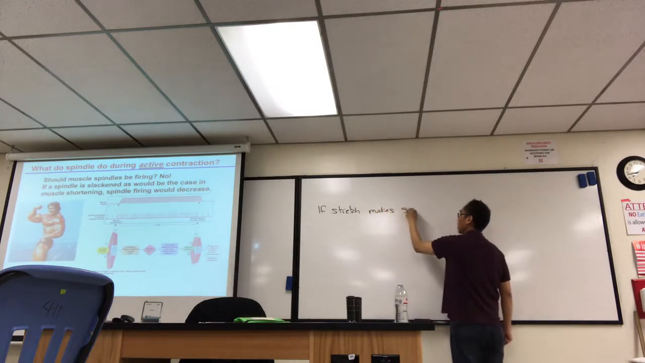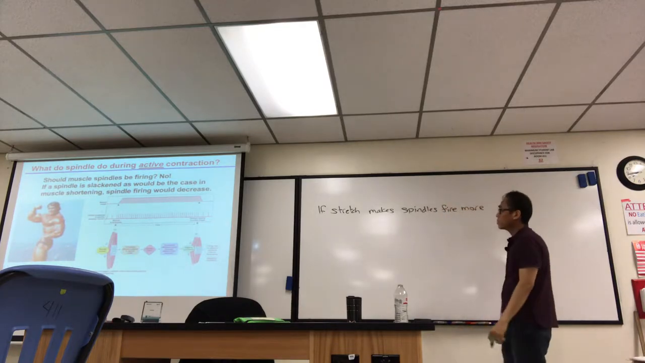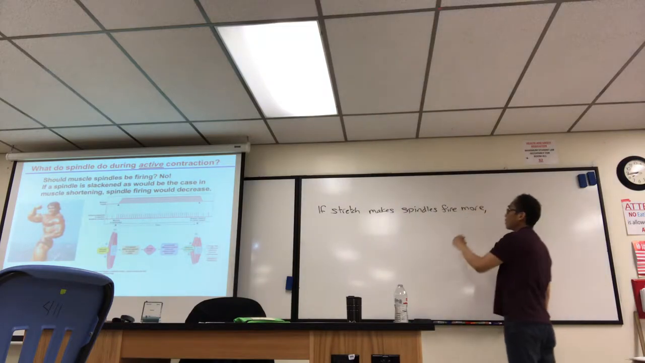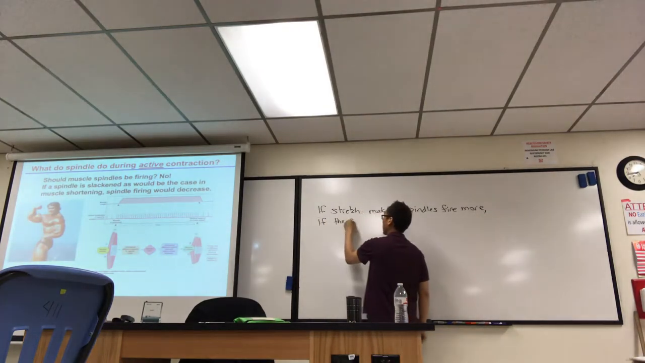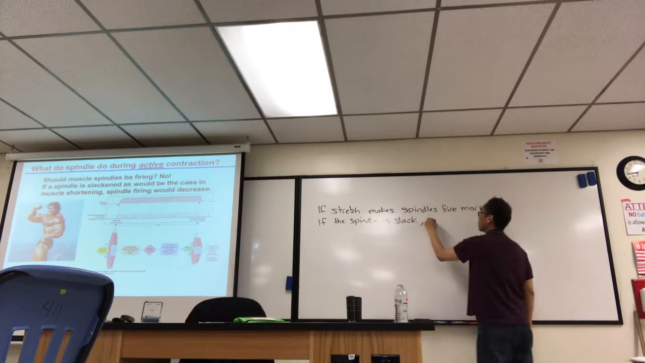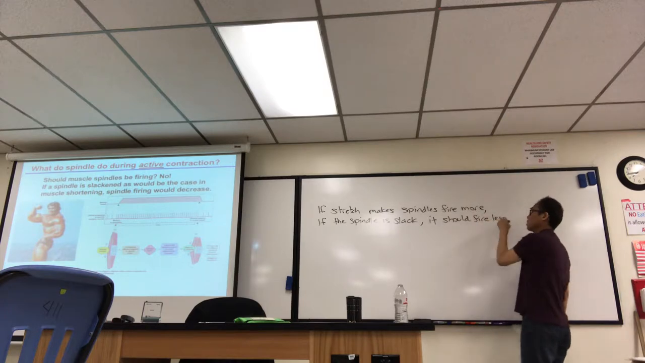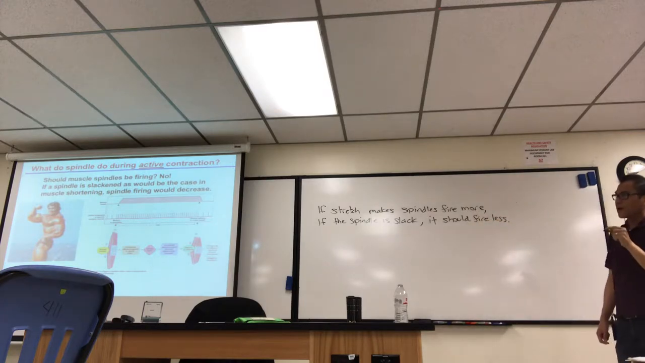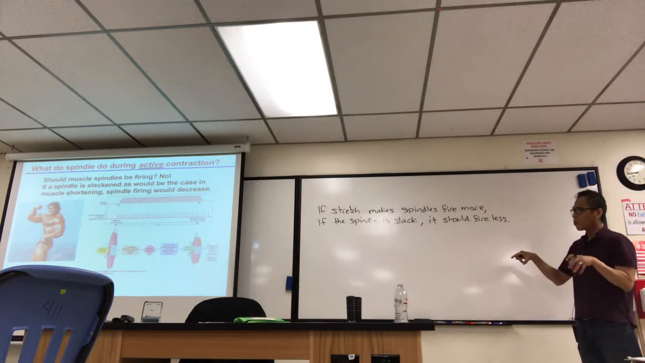If stretch makes spindles fire more, if the spindle is slack, which is the opposite of stretch, it should fire less. These sensory neurons, these are ones that are sensitive to tension. If you squeeze it, it makes it fire more. If you squeeze it less, it'll fire less. These are mechanosensitive neurons. And hopefully that makes intuitive sense. Stretch it, fire more. Slack, fires less.